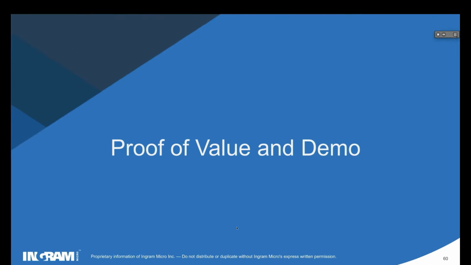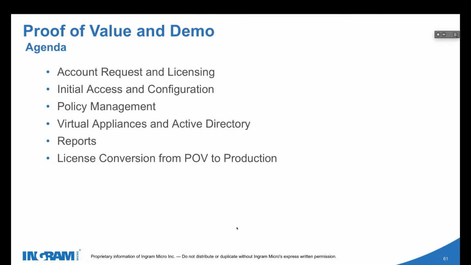In this section, we are going to talk about proof of value and demo on Cisco Umbrella. So we're starting with account request and licensing. Initial access and configuration is next. Policy management, virtual appliances and Active Directory, reports, and just a little bit about in the end about license conversion from POV to production.